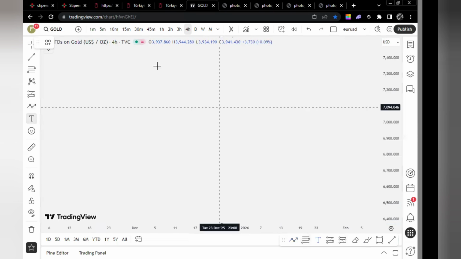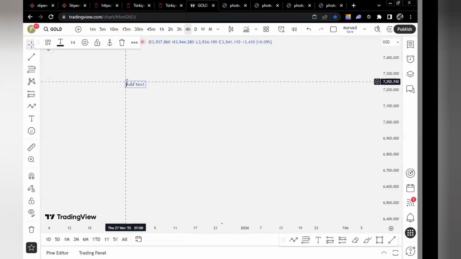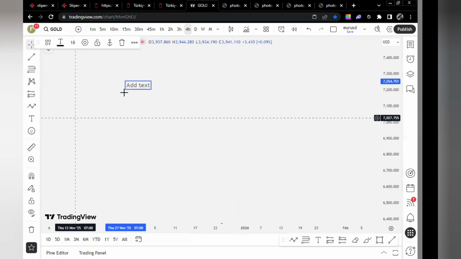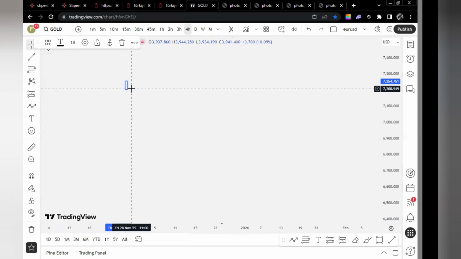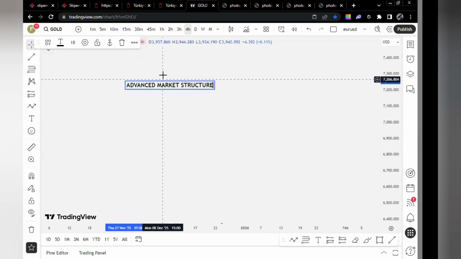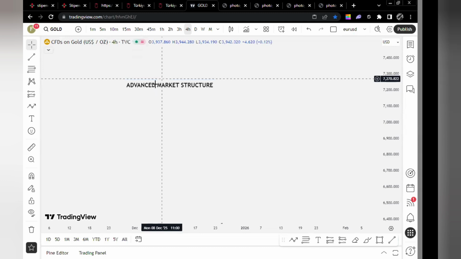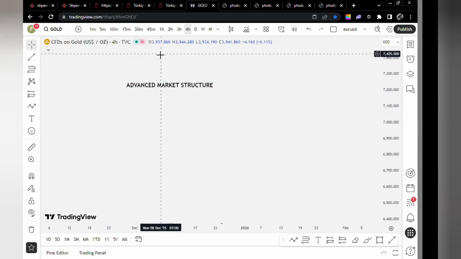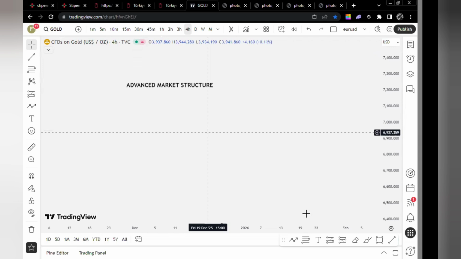Let's move on to something very, very crucial in your trading journey. This is something I often trade. It's called advanced market structure. Yesterday we talked on basic market structure. Advanced market structure. What is advanced market structure all about? It's advanced.